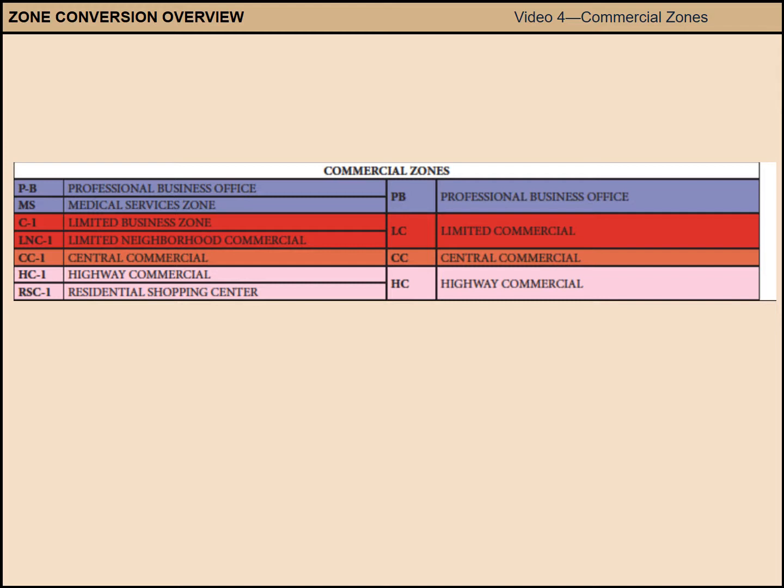Our current proposal reduces the number of commercial zones from 7 to 4. The 4 zones represent an area for professional and medical offices with some limited retail options, a commercial zone designed to be close to neighborhoods, a zone for older areas of town, and a zone for automobile-oriented development.